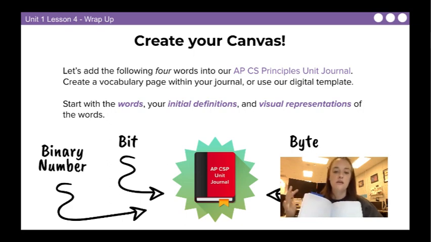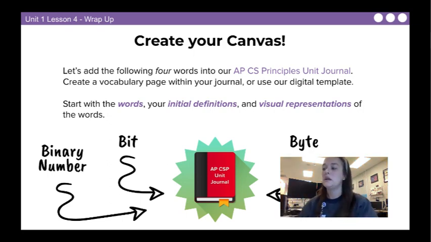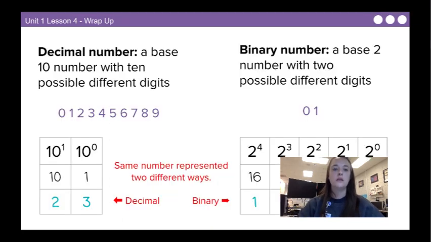You've got byte, bit, binary number, and also add decimal number. And I am going to give you those definitions if you want to use them as a reference for creating your own definition. A decimal number is a base 10 number with 10 possible different digits. This is a possible visual. This is a possible visual, okay?